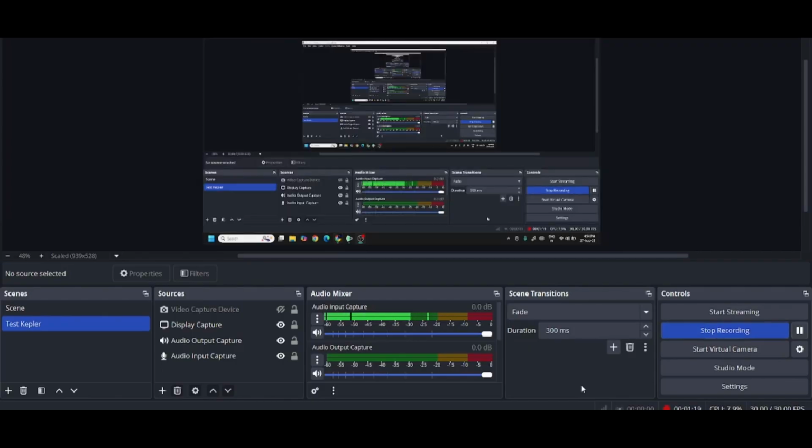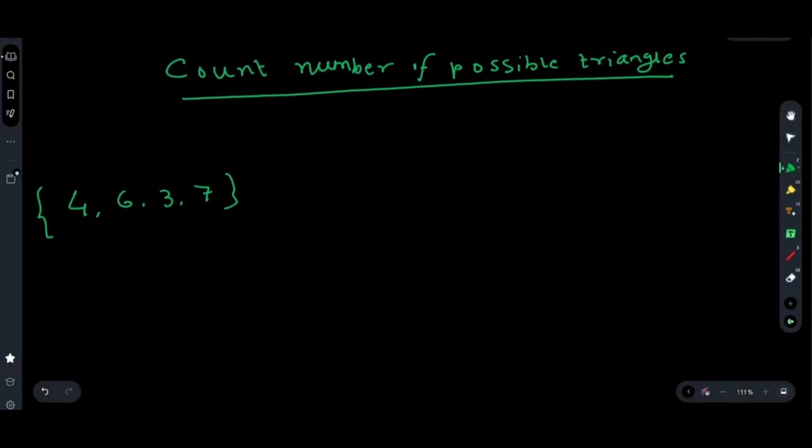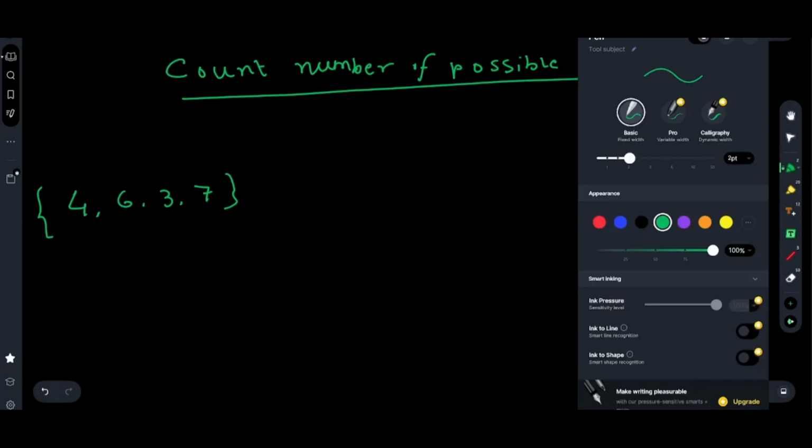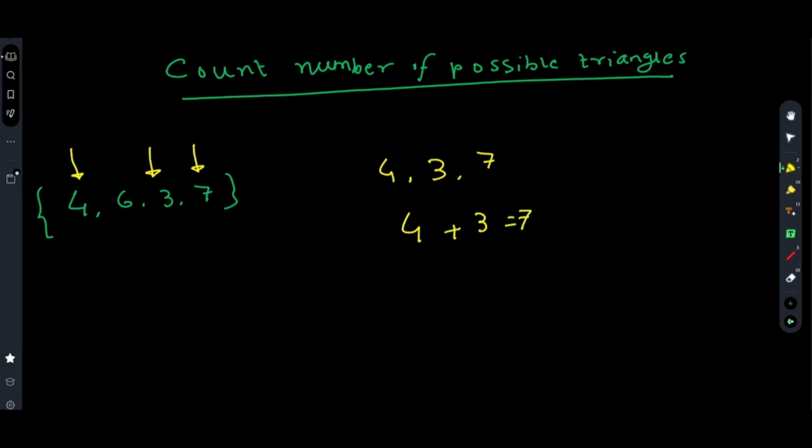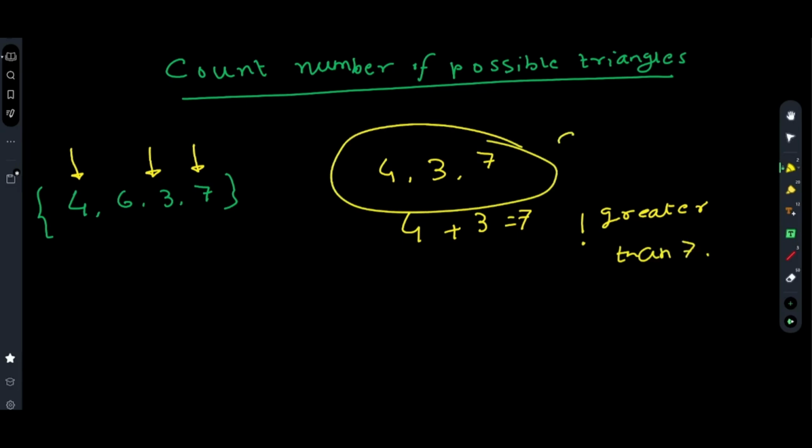For example, if your array is 4, 6, 3, 7, you have to take up 3 numbers, and only 3 numbers, to make a triangle. Suppose you take 4, 3, 7. You see 4 plus 3 is equal to 7, and it is not greater than 7. So this cannot form a valid triangle.